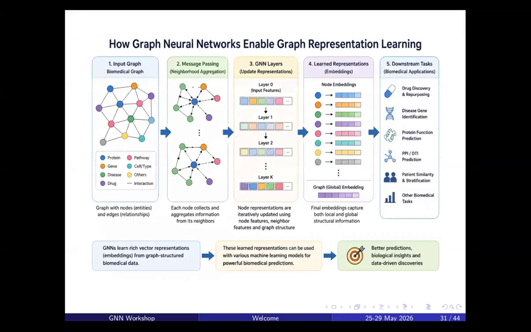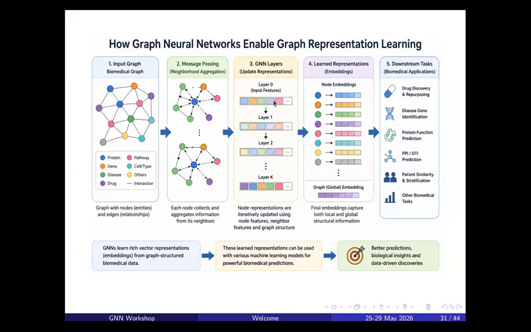This image will tell you how this is happening. For example, you have the graph. This is a biomedical graph. You have protein, gene, disease, drug, pathway, and many other interactions there. And links predict the interaction, like visualizing the interactions. So a graph with nodes as entities and edges as relationships. This will pass to the messaging. Suppose you take this particular blue node, it has connections with these nodes, so it will capture the interaction. Accordingly, each node has a feature.